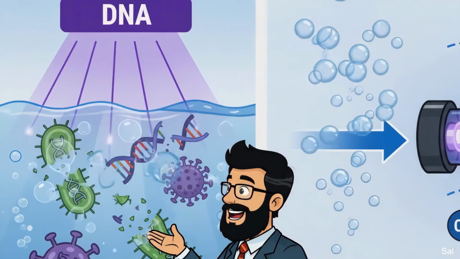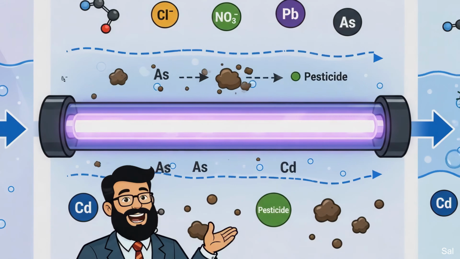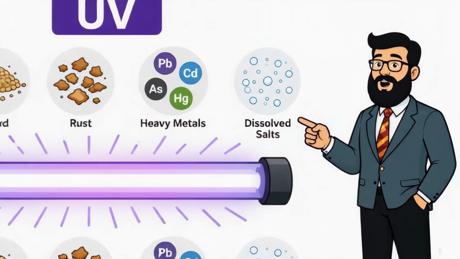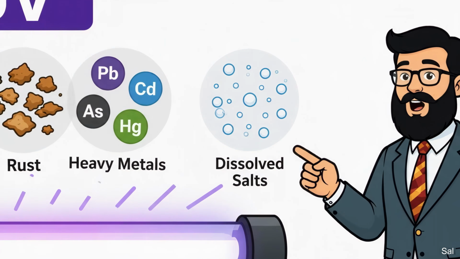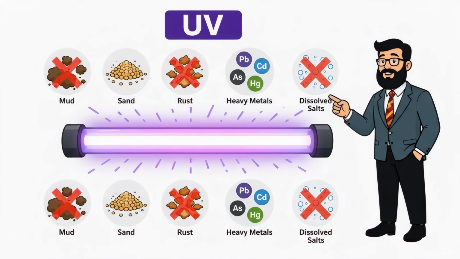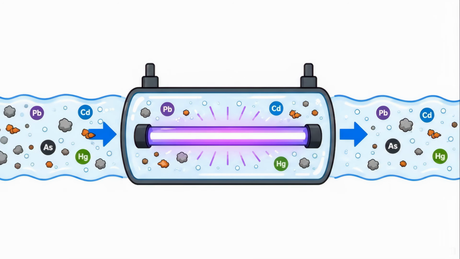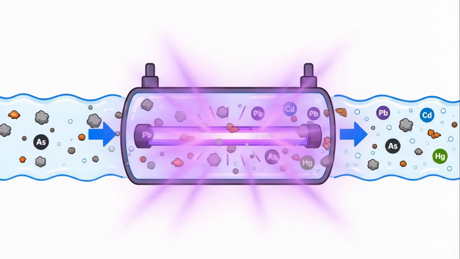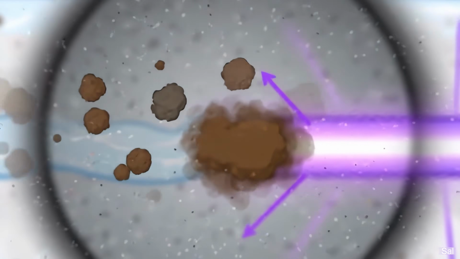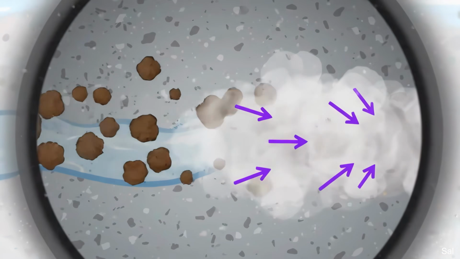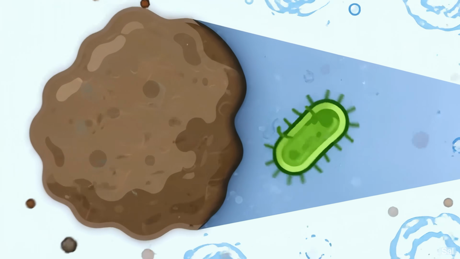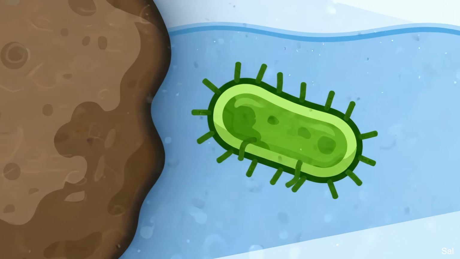It alters the DNA of living organisms, but it does absolutely nothing to physical or chemical impurities. If your water contains mud, sand, rust, heavy metals, or high levels of dissolved salts, a UV light will not remove them. They will pass right through the chamber completely unaffected. Additionally, if the incoming water is muddy or cloudy, a phenomenon known as shadowing occurs. Suspended dirt particles can physically shield bacteria from the UV light, allowing them to pass through alive.